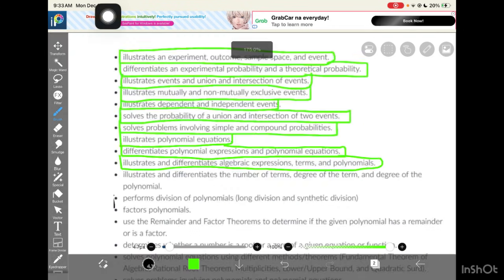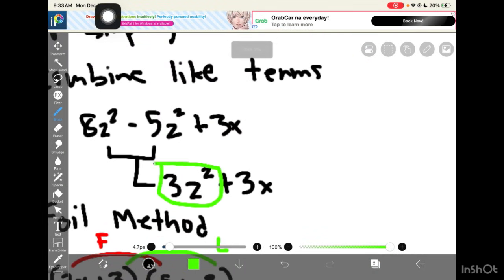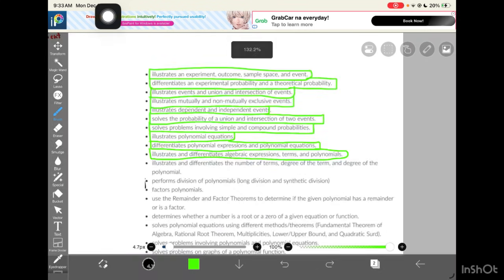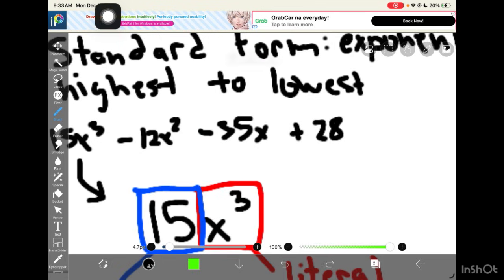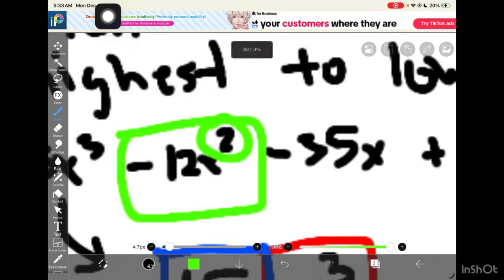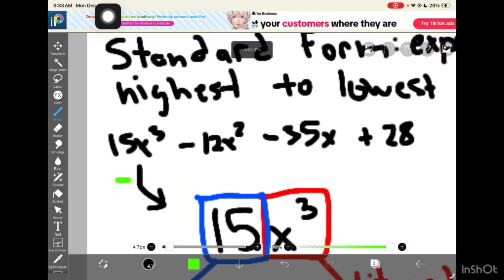So let's just have a quick look here. The number of terms is just the number of terms here, so in this case it's 2. Then the degree of the term: we can take any individual term, so let's say this one. The degree of the term is just the exponent here, so it's 2. And lastly, the degree of the entire polynomial is the highest one. So in this case, it's 3.